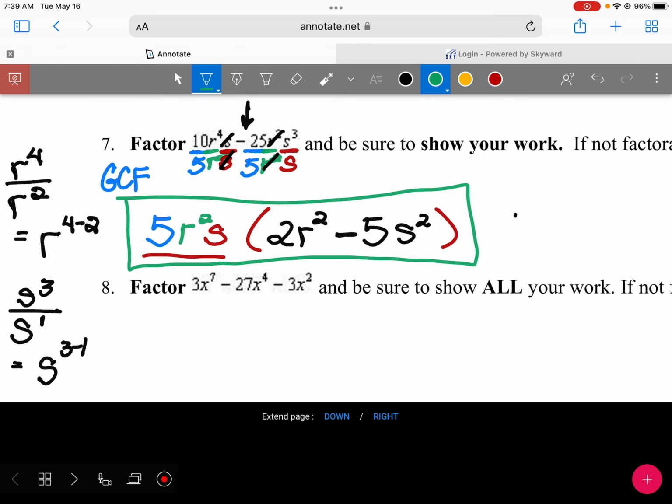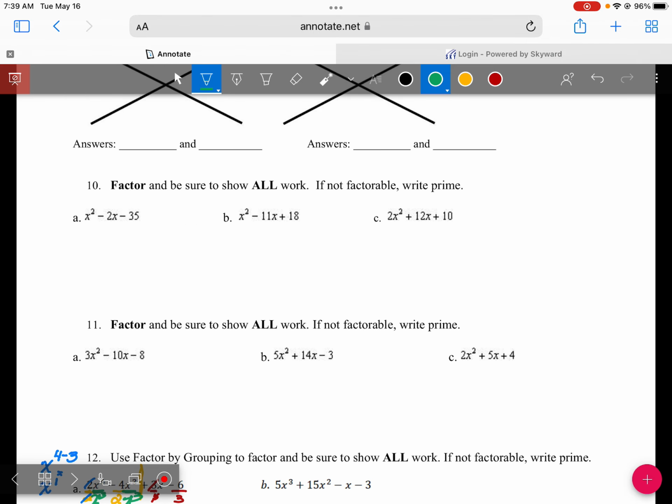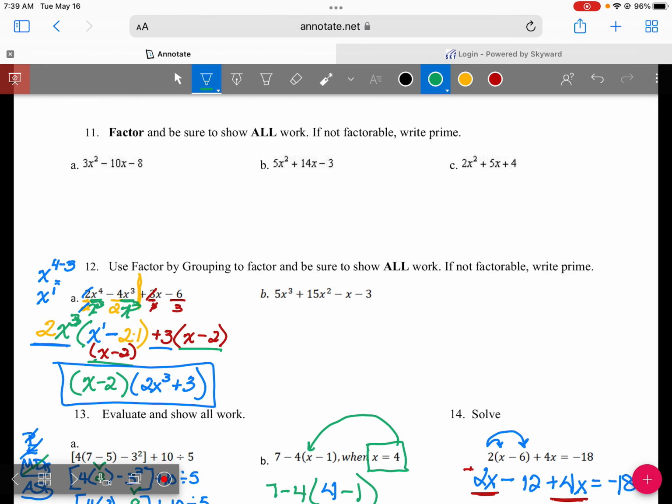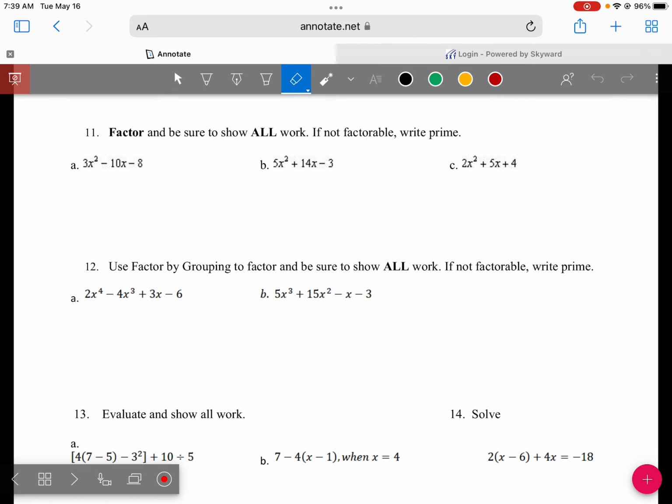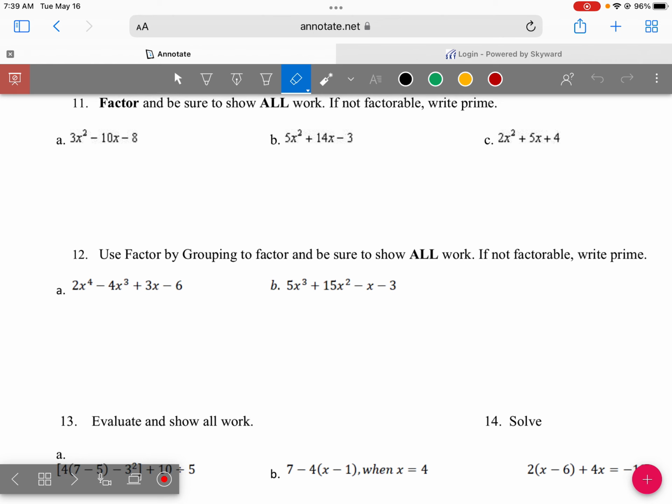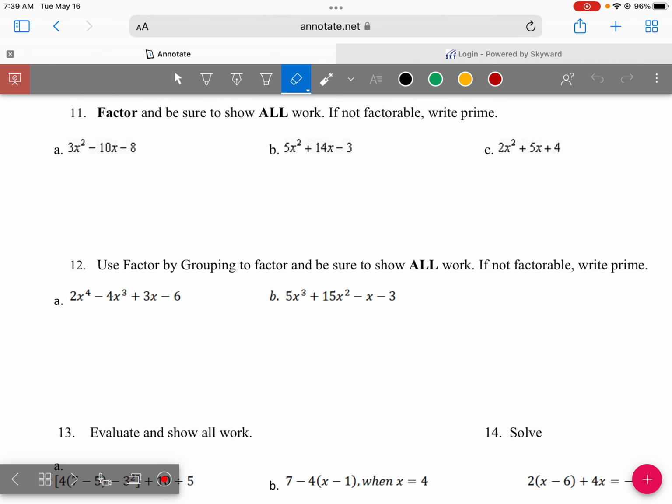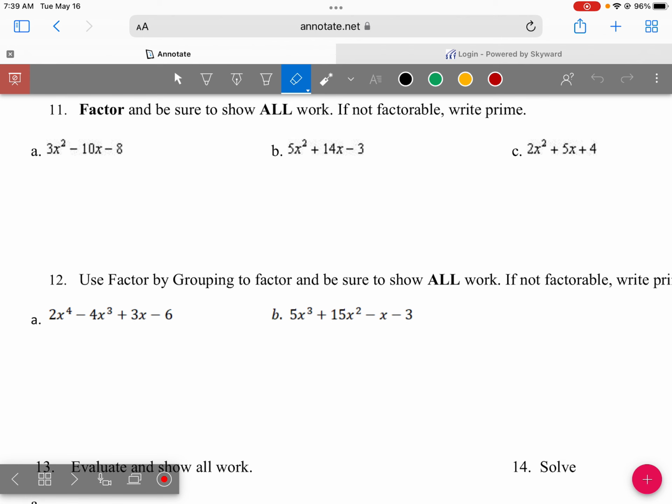11. Let's take a look at 11. More factoring. Yes, factoring. Everybody loves it, right? Was there a specific one or just starting on that one? B. Let's take a look at 11B on page 2. Factor and be sure to show all work. If not factorable, write prime.